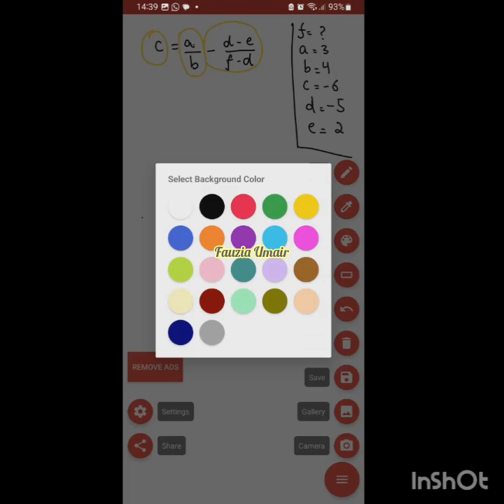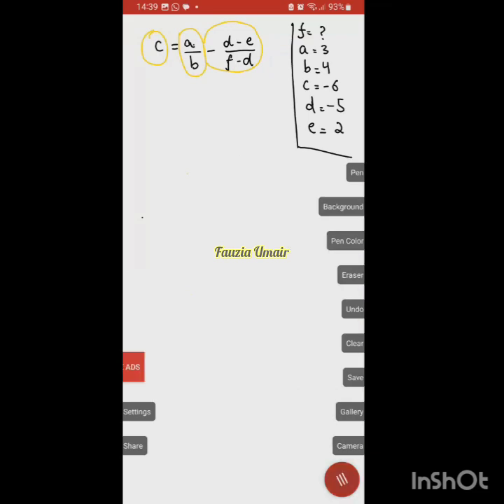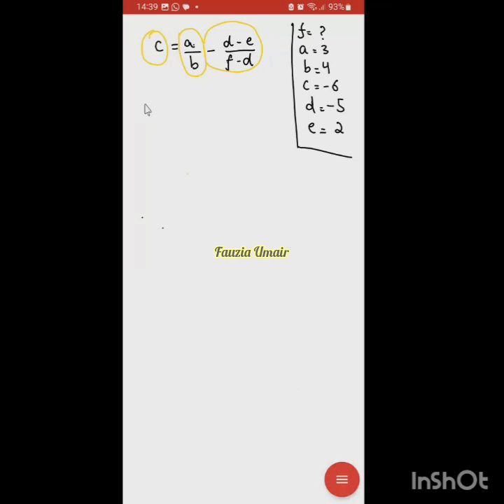We will start with the first step, which is that we need to replace the values in the equation. So C is -6. We will just put the values carefully. A by B is 3 by 4 minus. Now D minus E. D is -5 minus 2. E is 2 now, divided by F, the unknown, minus. Now D's value is -5.